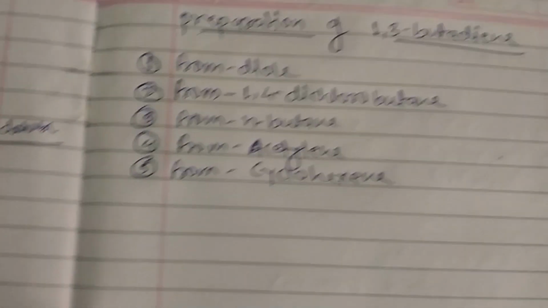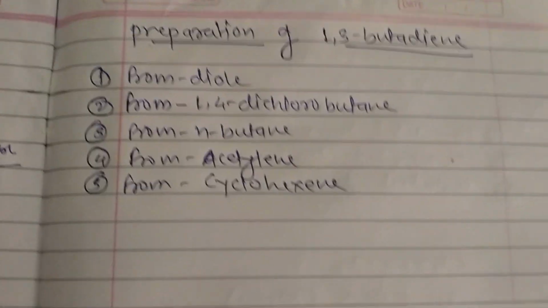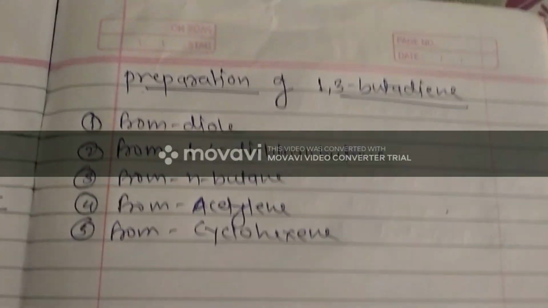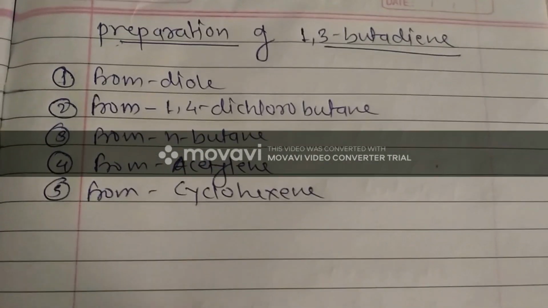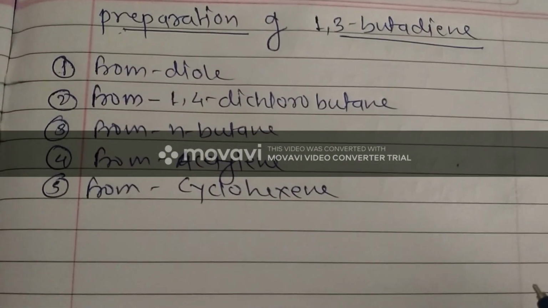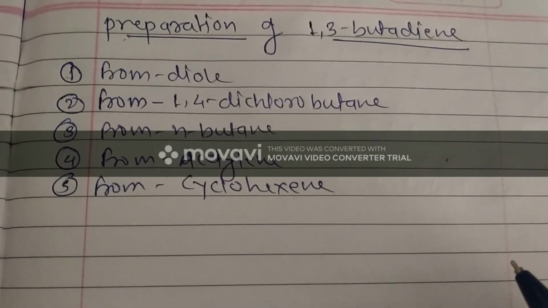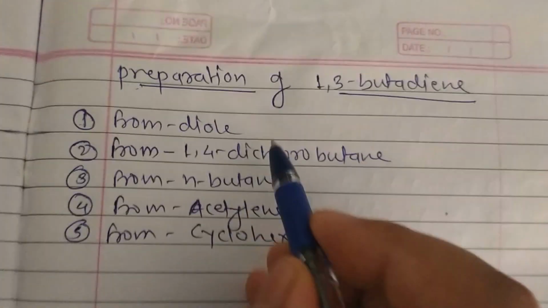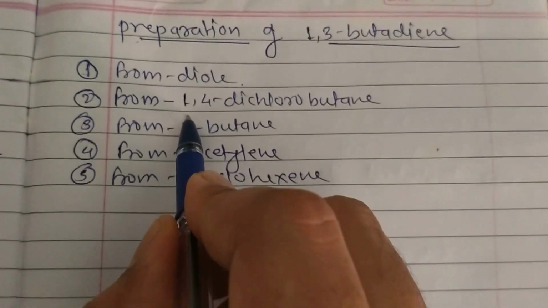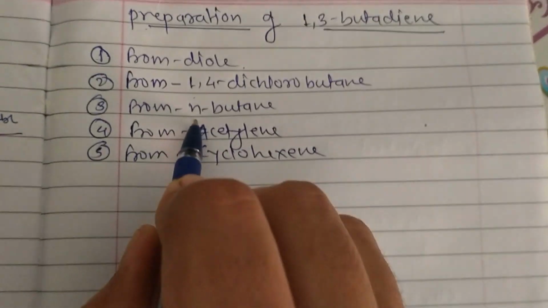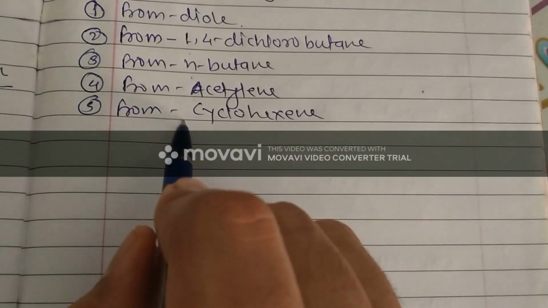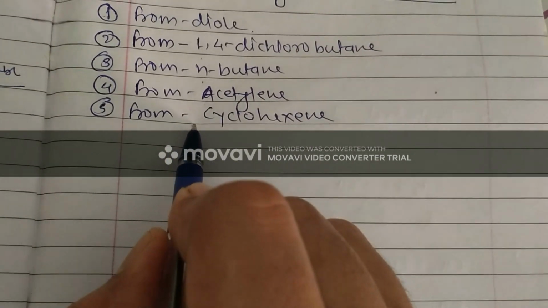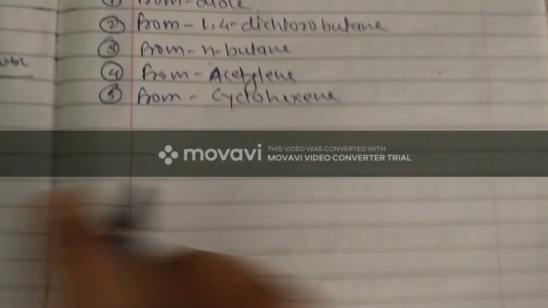Now we are seeing the preparations of 1,3-butadiene. There are many methods, but in our syllabus there are five methods to prepare 1,3-butadiene. First, preparation from diols; second, preparation from 1,4-dichlorobutane; third, preparation from 1-butene; fourth, preparation from acetylene; and the next preparation is from cyclohexane. We can see them one by one.